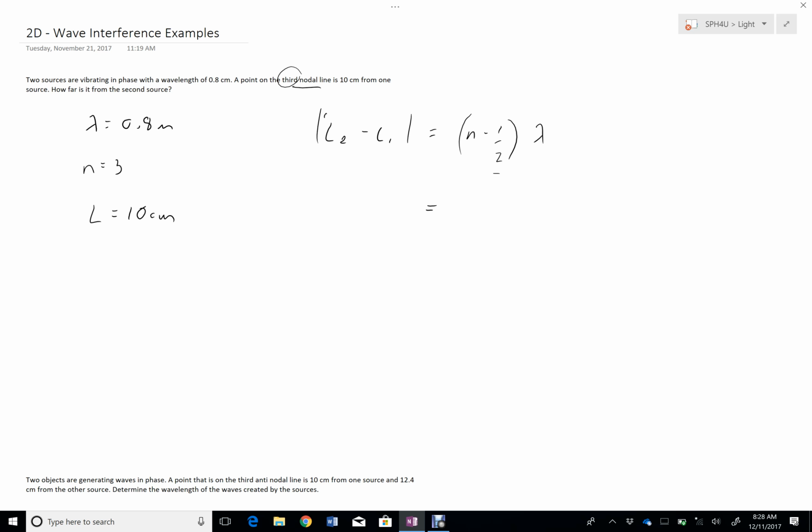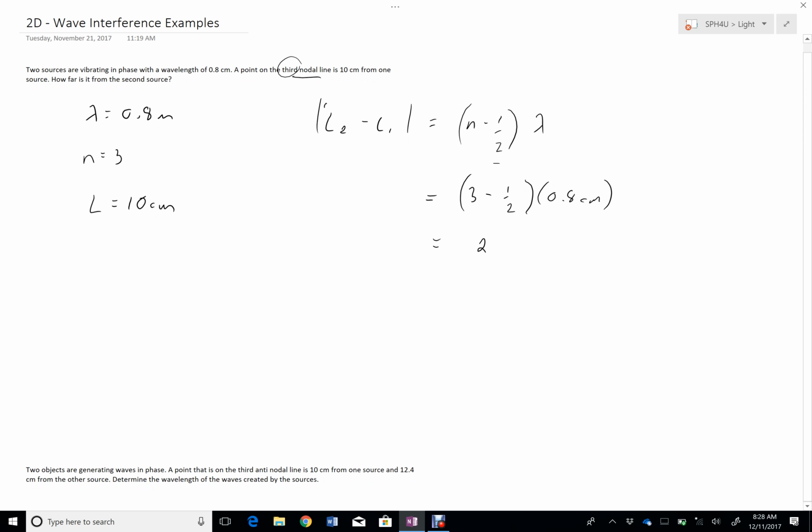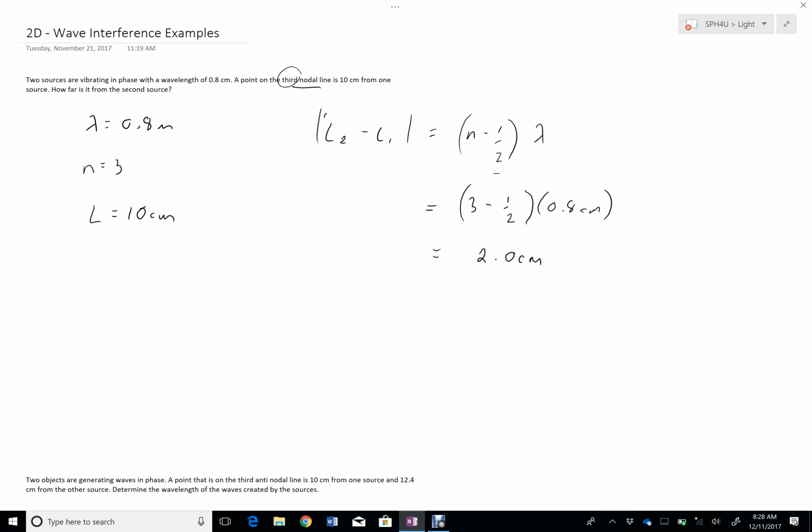So 3 minus a half times our lambda of 0.8 meters, which is 80 centimeters. So 2.5 times 8 is 20. So 2.0 centimeters. And that is the difference, L2 minus L1. Keep in mind the absolute value there. So the difference in the length from one source to the other source is 2 centimeters.